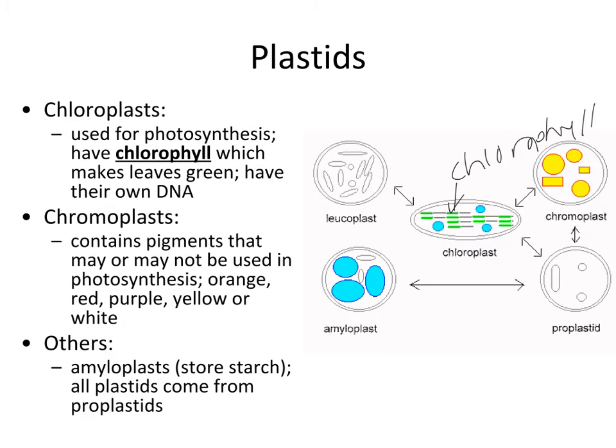We also have chromoplasts, which sometimes contain pigments that may or may not be used in photosynthesis. Sometimes they'll have pigments like orange, red, purple, yellow, white. It just depends on where it is in the plant: if it's in a petal, a leaf, the stem, whatever. So a chromoplast is a type of plastid. And then you have lots of other things like amyloplasts, which might store starch, and starch is how plants store the food that they make. So there are lots and lots of different types of plastids, but the chloroplasts are the number one you need to know.